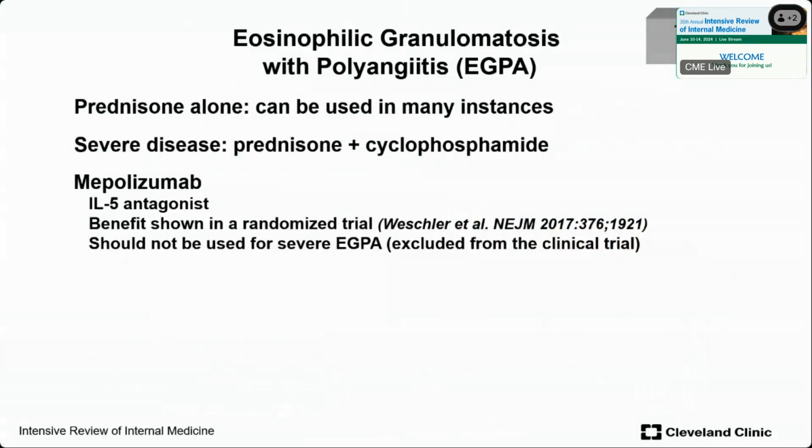For the treatment of EGPA, prednisone alone could be used in many instances, and for severe disease, such as that affecting the glomerulus or pulmonary hemorrhage, would consist of prednisone and cyclophosphamide.